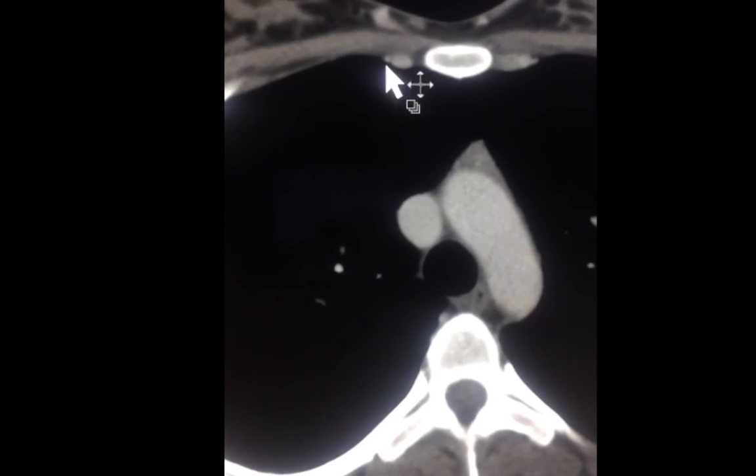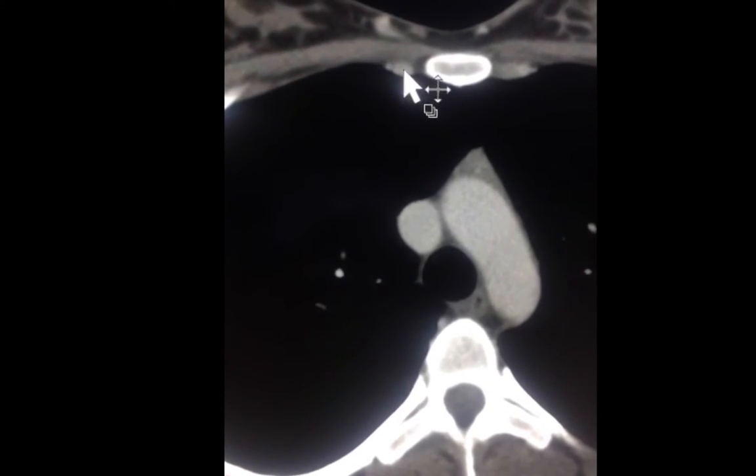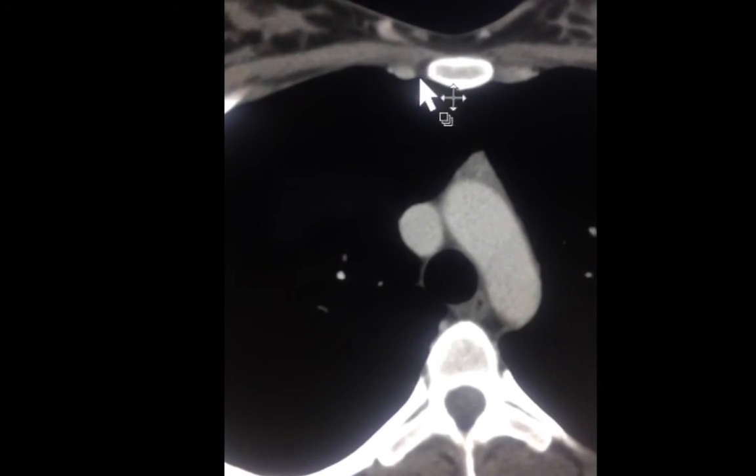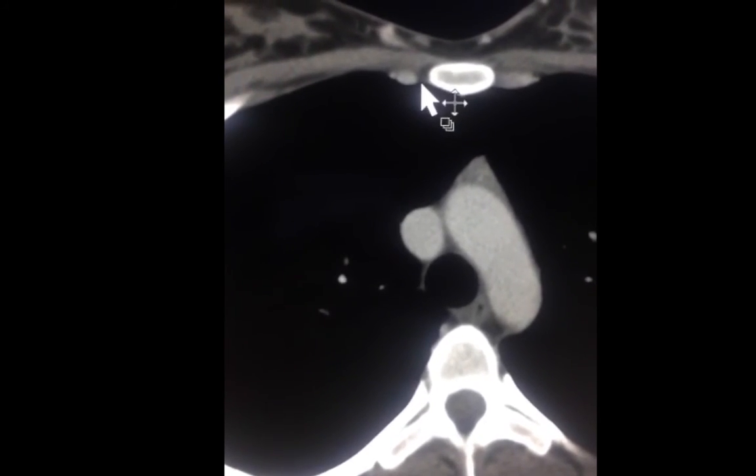In normal cases, you should only see the internal mammary artery and the internal mammary vein. Any soft tissue around it represents an abnormal lymph node.